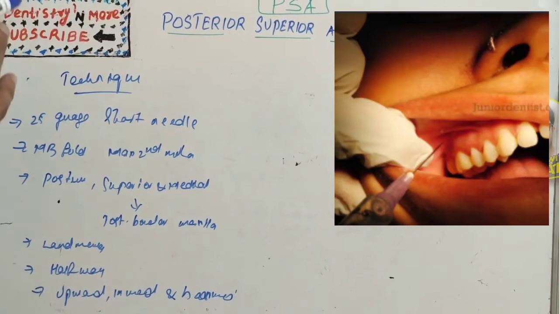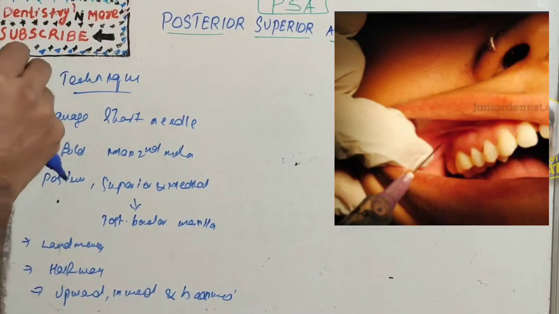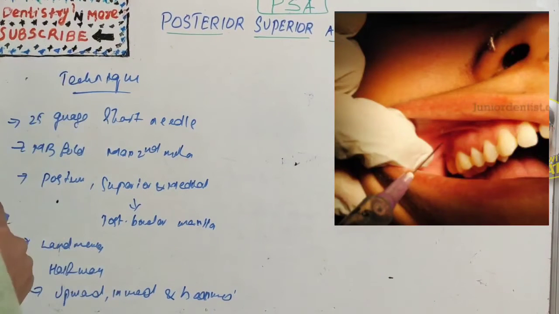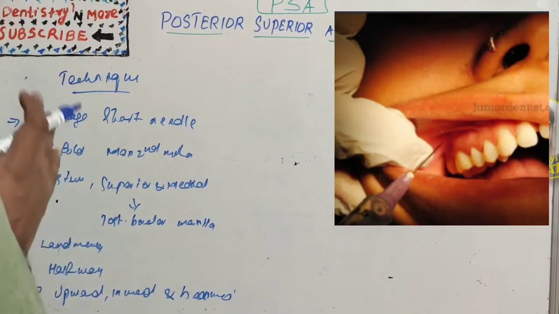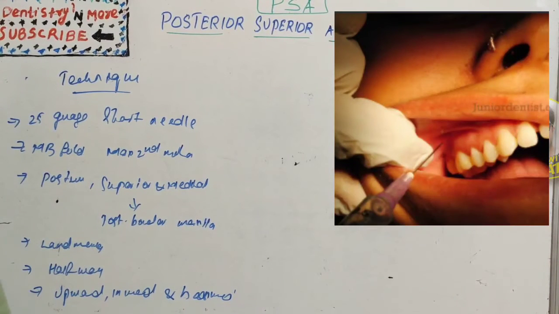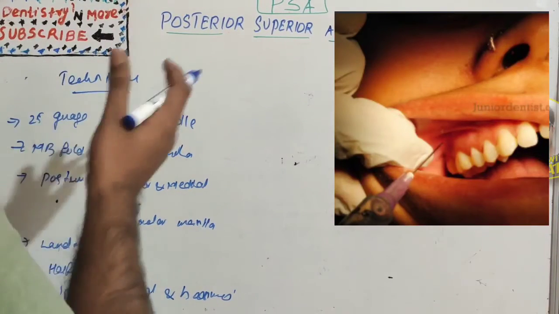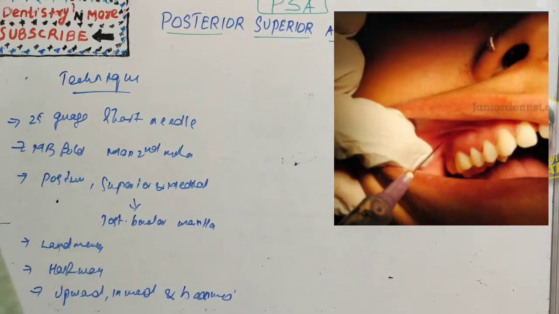So always we need to be careful that we advance the needle in one movement, not three separate movements, because it will create a traumatic feeling, since usually this is very traumatic. So we need to be careful, only one movement for the injection. That is, we are going to do an upward, inward and backward direction, and that should be done in one movement.